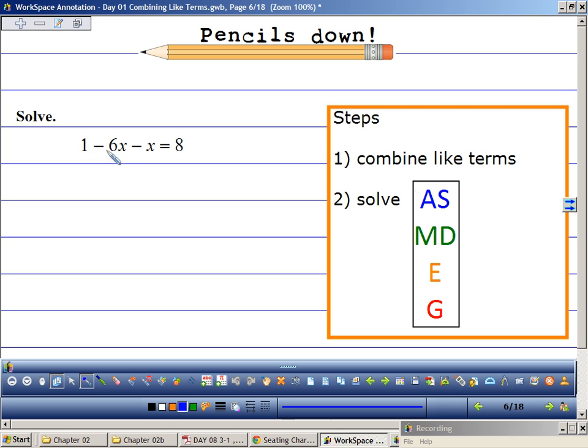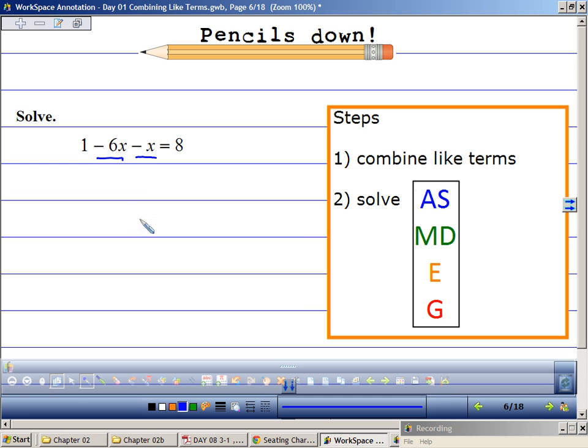Okay. 1 minus 6x minus x equals 8. So first I'm going to combine like terms. I need to combine my negative 6x's and negative x. If I have 6 negative x's and 1 negative x, I have 7 negative x's in all. Same sign, we combine, right? It rhymes. Different signs, you find the difference. Same sign, you combine, okay?